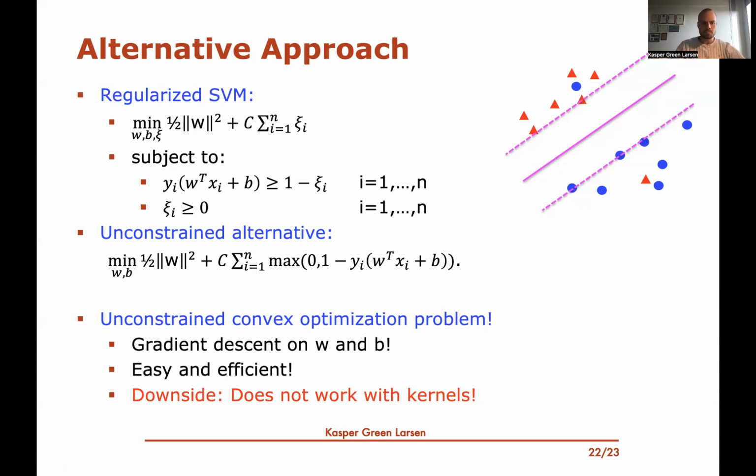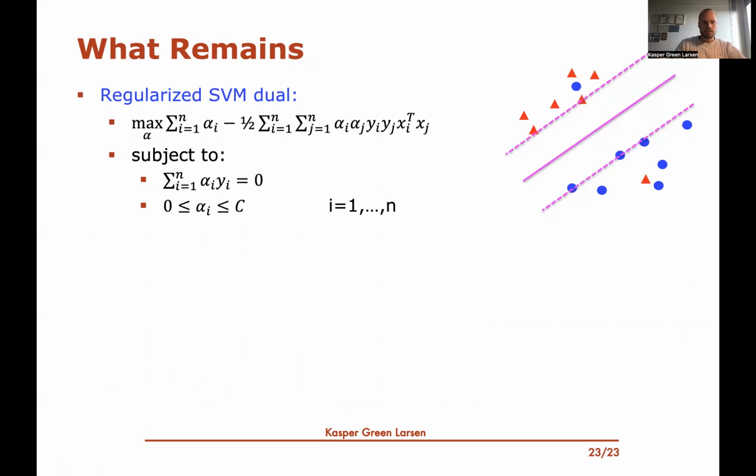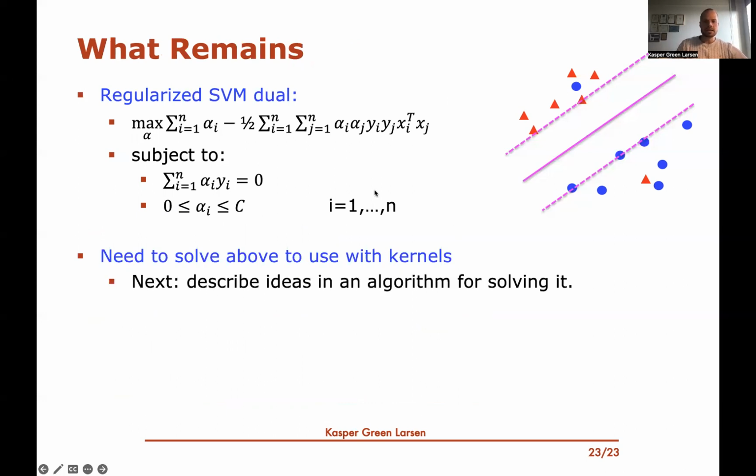Good. So basically what we need to do is show that we can solve this dual problem even when we have kernels, and that's all that's left. We'll describe the main ideas of an algorithm for doing so in the next video.